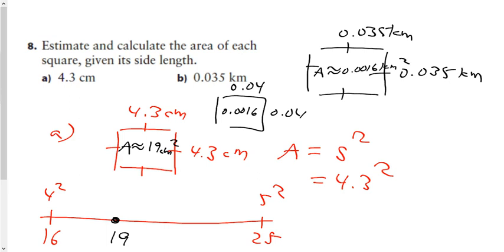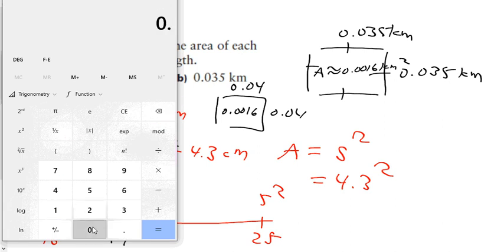Then I'm going to check my answer by actually taking my calculator and saying what is 0.035 times itself to figure out the area, or squaring it. And the answer is 0.001225. Was I close? I have no idea. That's the answer.